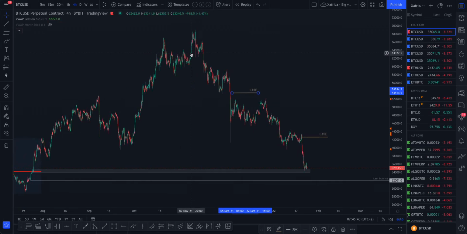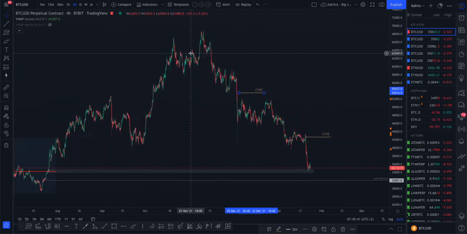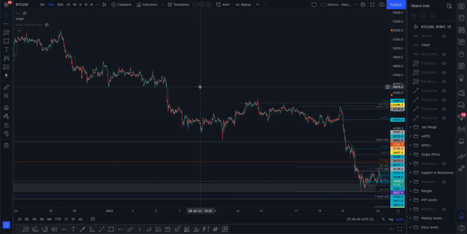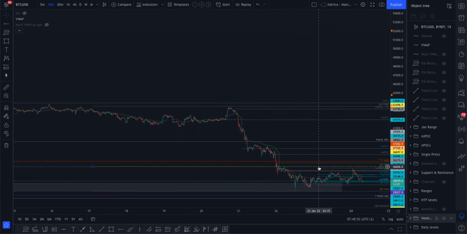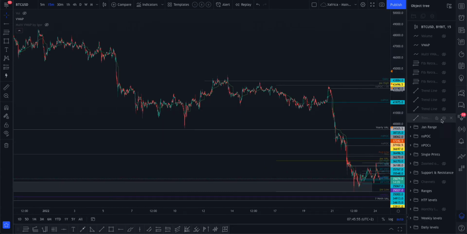Sorry, I just need to check that again. Now I can't find it. Zoom completely out. Try and figure that out. Must be on auto.